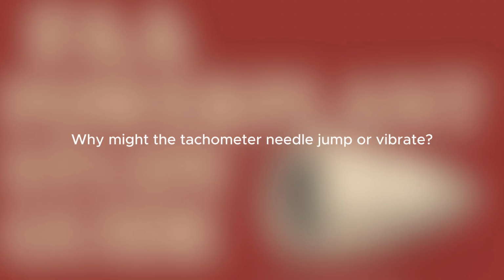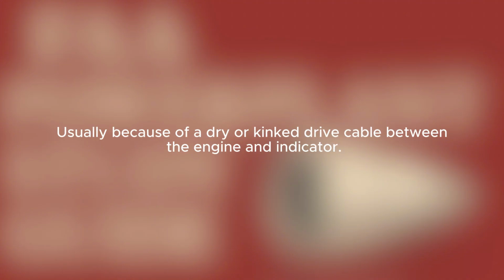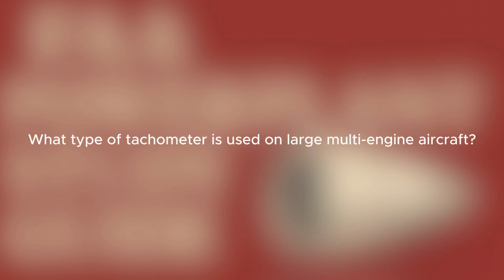Why might the tachometer needle jump or vibrate? Usually because of a dry or kinked drive cable between the engine and indicator. What type of tachometer is used on large multi-engine aircraft? A three-phase AC electric tachometer.